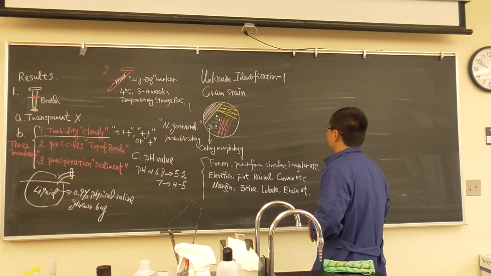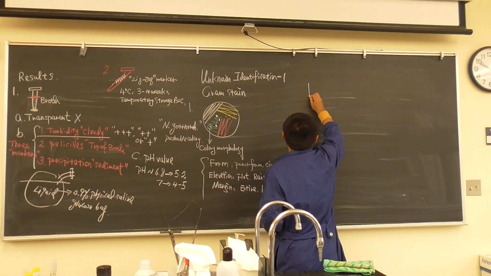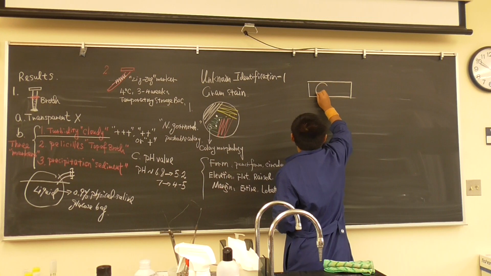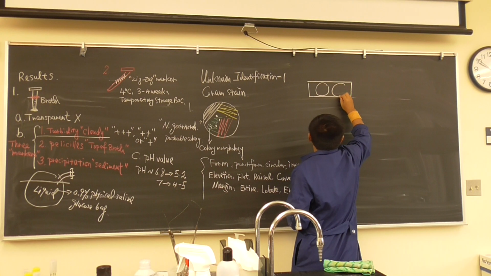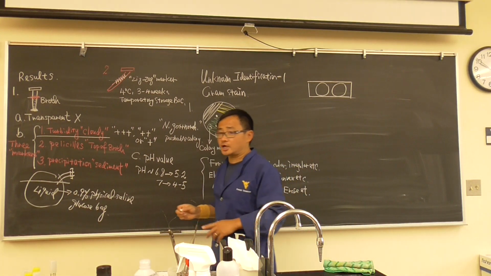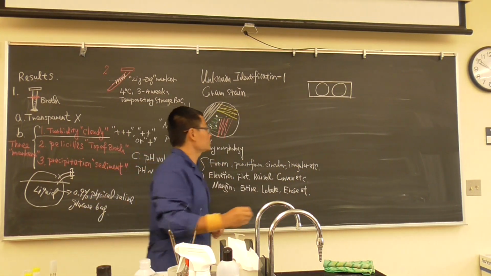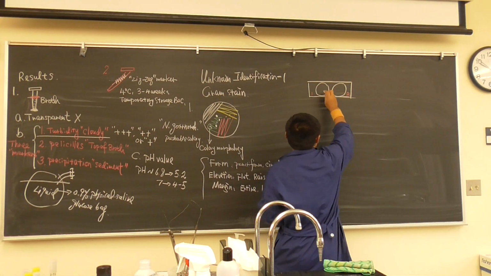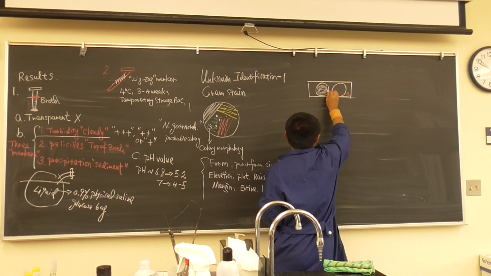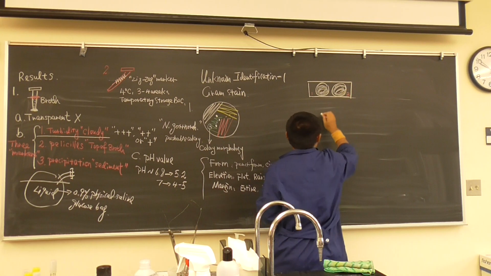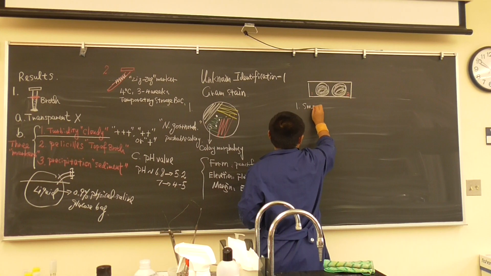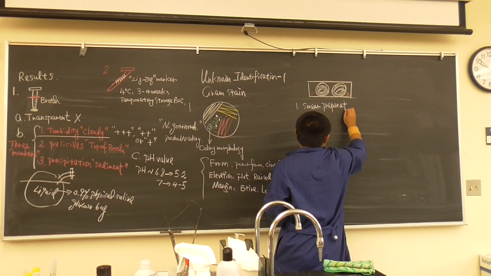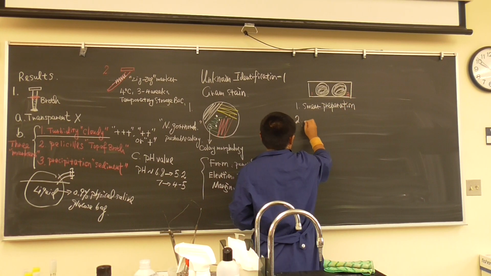Okay, so how are you going to do it? The steps will be very similar. Everybody do it by yourself. Pick 2 different colonies from the agar plates, and you can label them just 1 and 2. First of all, make a big smear, same as you did before. So first is the smear preparation. Second step is Gram stain.